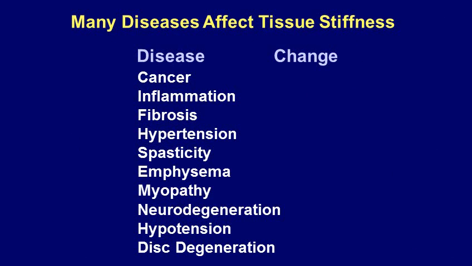Many diseases affect tissue stiffness in a profound way, and that's the basis for the diagnostic usefulness of palpation as a clinical examination technique. Conditions like malignancy and fibrosis increase tissue stiffness, often quite markedly, and other diseases decrease tissue stiffness.